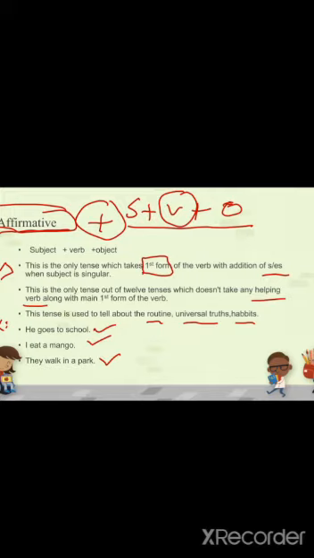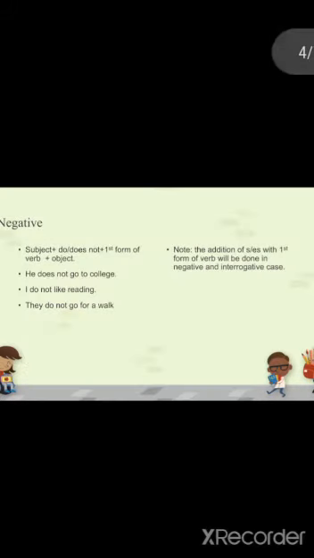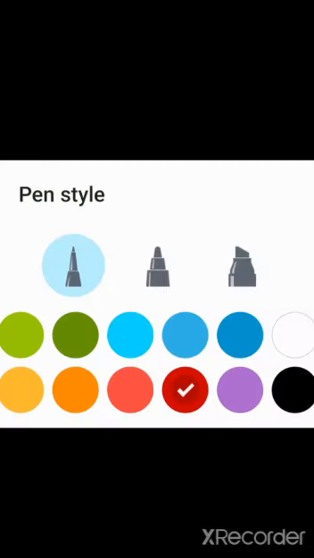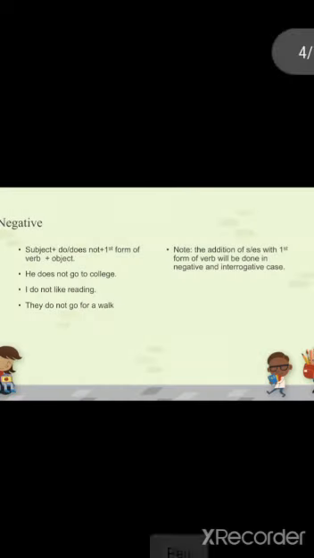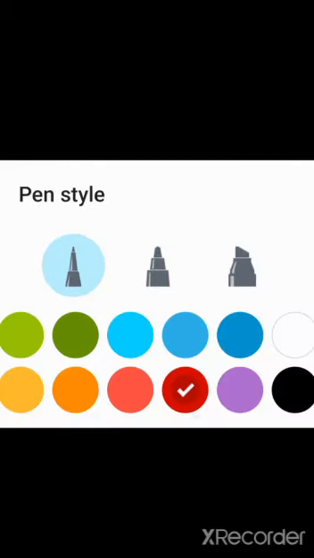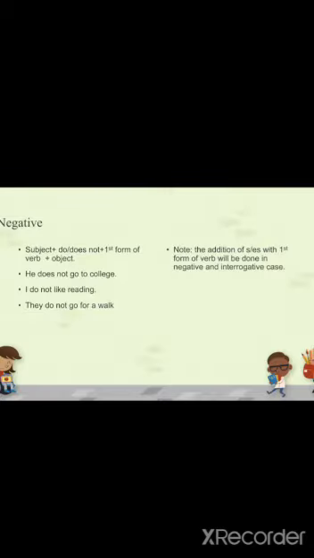Now, coming to the next slide, that is how you will make the negatives of the present indefinite. The formula will remain the same: subject, then you will add do or does plus the first form of the verb plus object, like this is written over here.